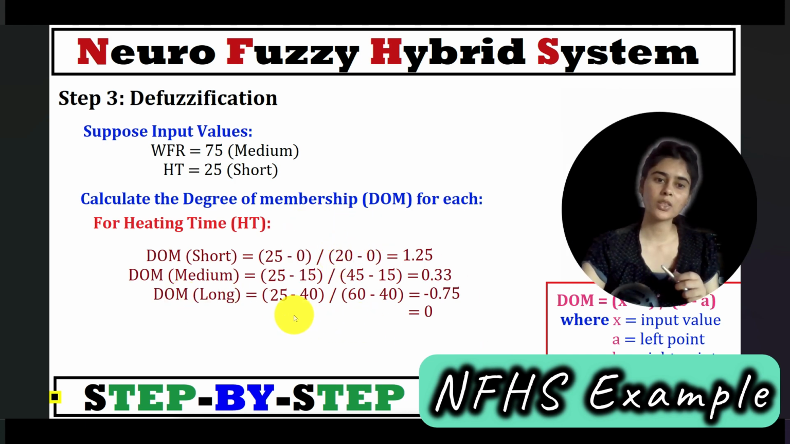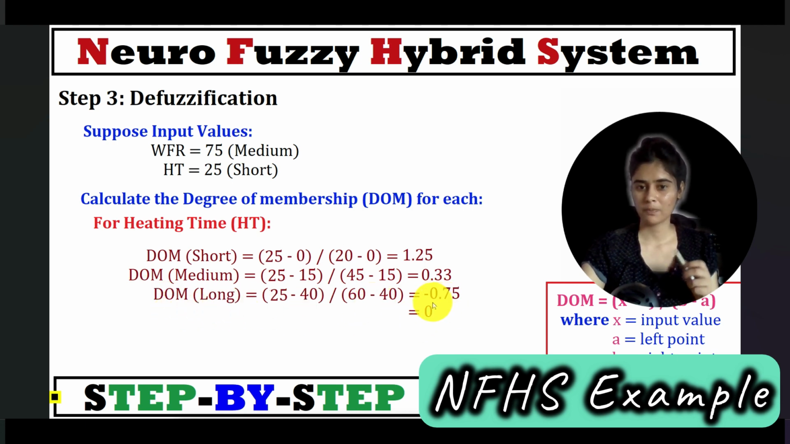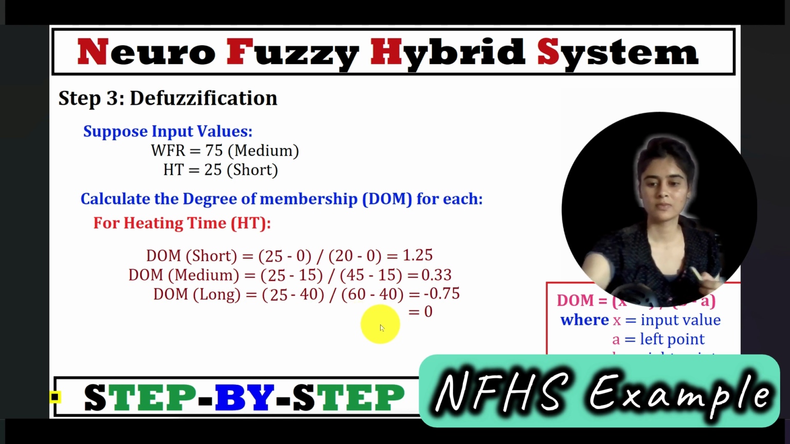Now for long, when we are calculating the value of membership for long, you can see we got a negative value. So we cannot consider a negative value, so it is capped at 0.